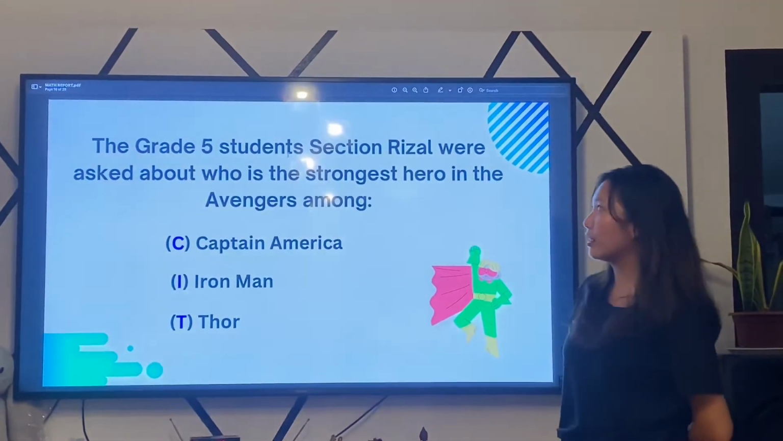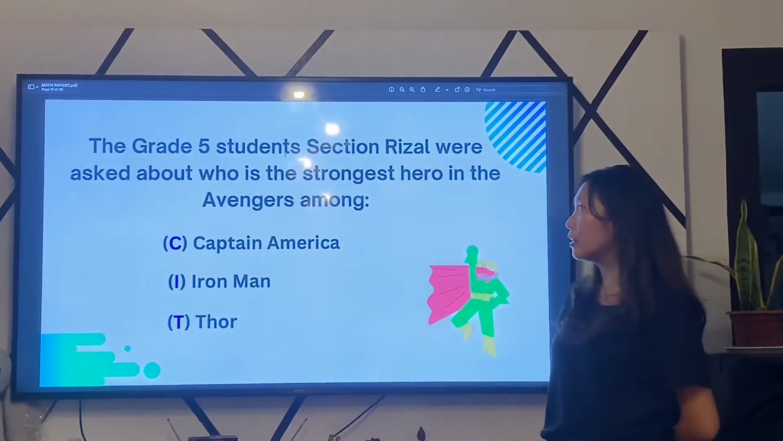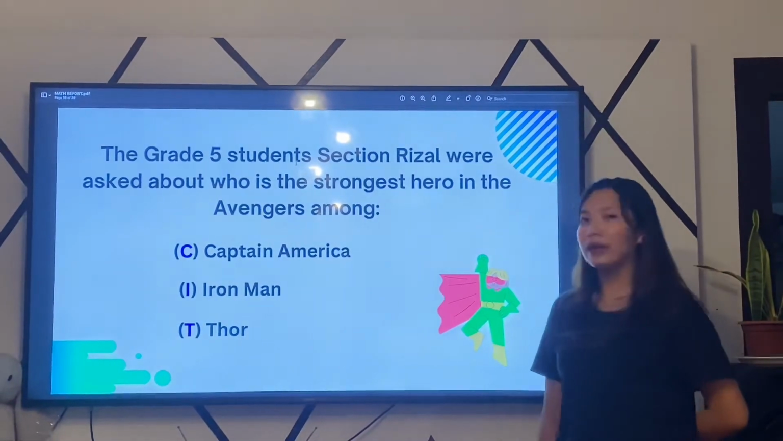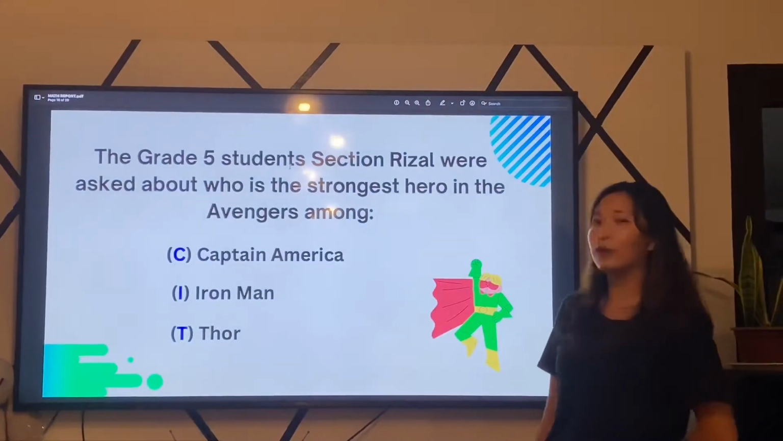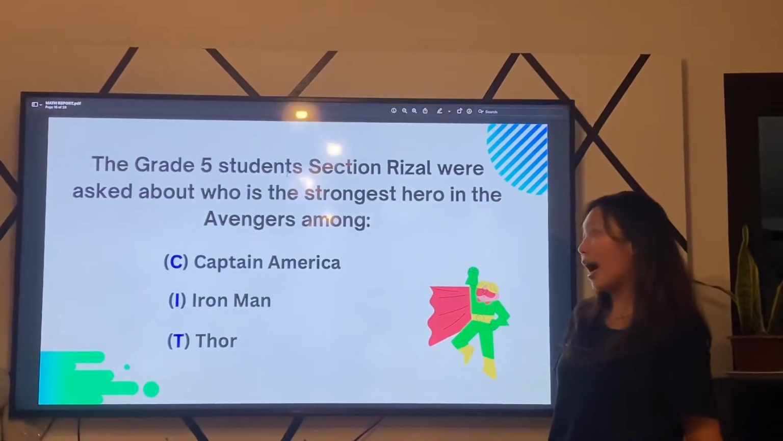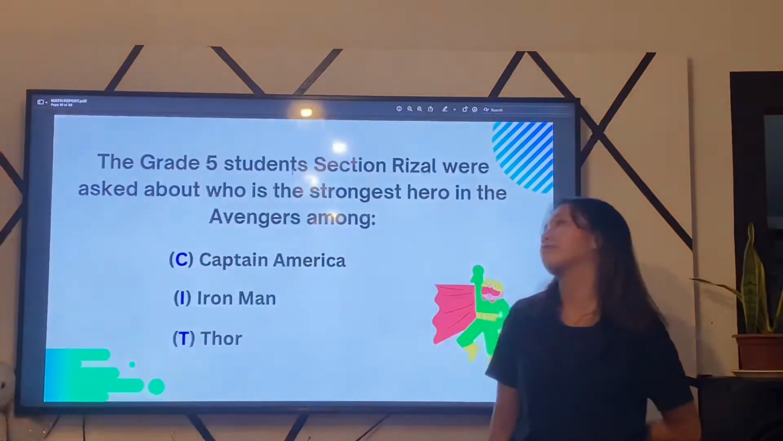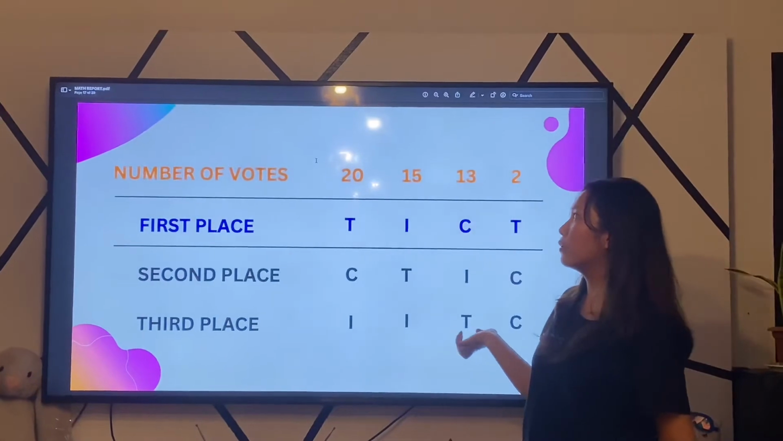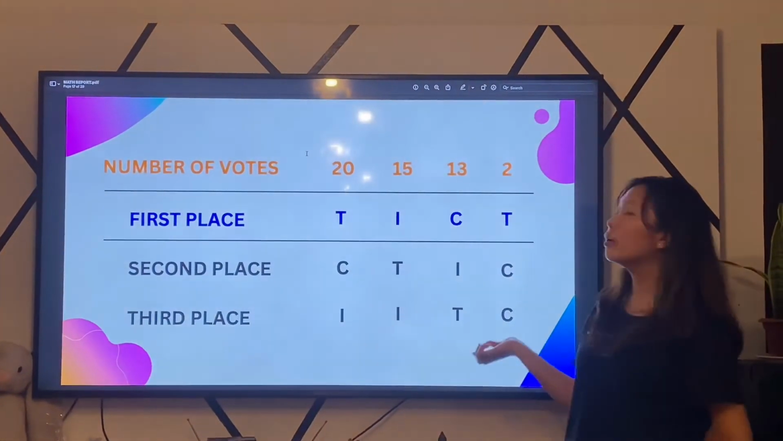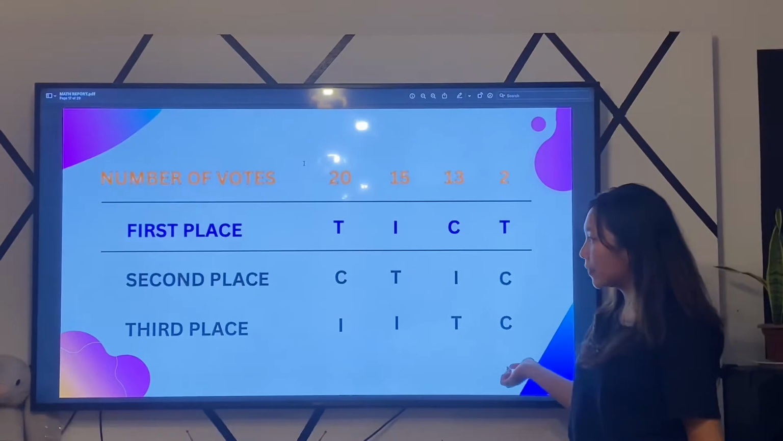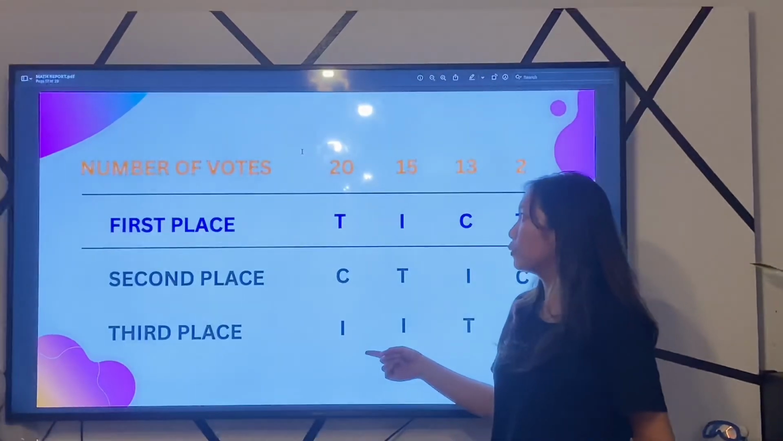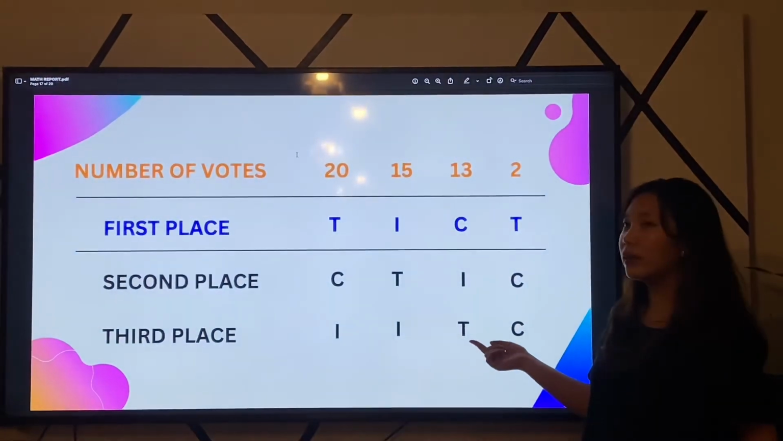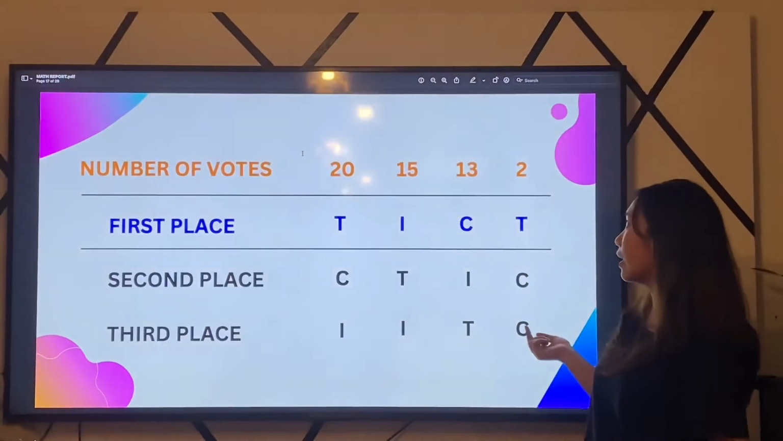The grade 5 students were asked who is the strongest hero in the Avengers among Captain America, Iron Man, and Thor, where Captain America stands for C, Iron Man stands for I, and Thor stands for T. This is our table of the votes. We have the number of voters: 20, 15, 13, and 2. For our third place, Iron Man got 20 votes, Iron Man again got 15 votes, Thor got 13 votes, and Captain America got 2 votes.